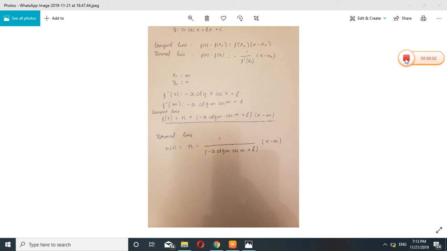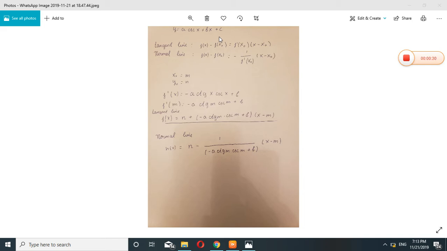Hello everyone, today we are going to find the tangent line and normal line of a function. As you know, I have already written here the equations of the tangent line and normal line, and our function is y equals a cosecant x plus bx plus c. Let's begin.